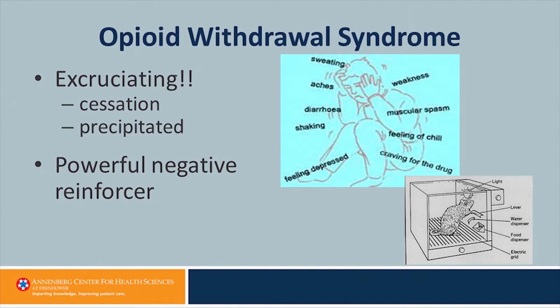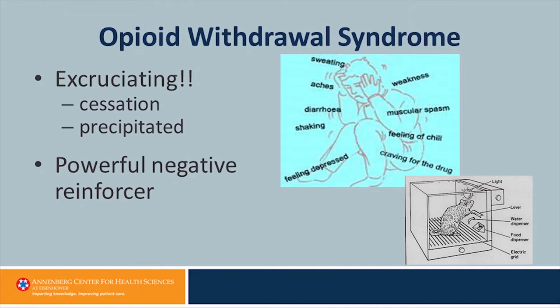It's excruciating. It's seen when people stop using opioids, or if it's precipitated by giving them naloxone, which is Narcan, the reversal agent. But the way to think about withdrawal, and this is in the upper right part of this slide, is, if you can imagine for a moment, the very worst flu that you've ever had, the upper respiratory infection. So you're achy, you're sweating, you're feeling terrible, you feel depressed. And then you combine that with the worst lower GI infection you've ever had.